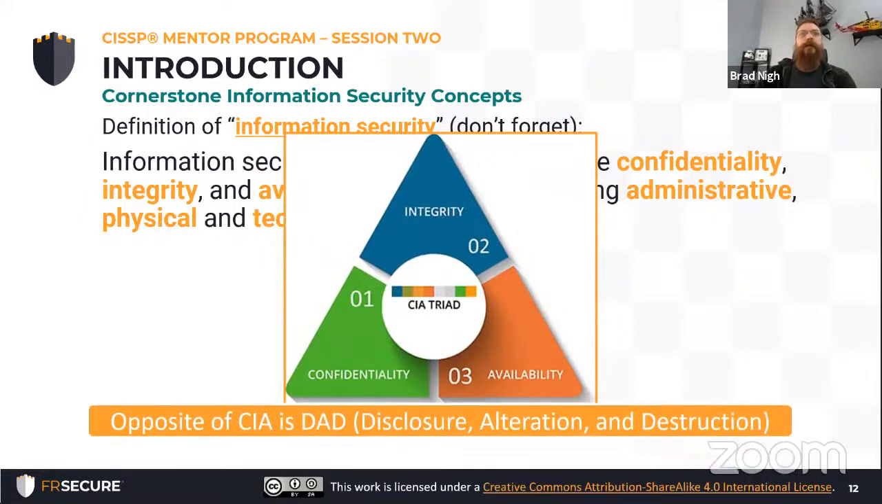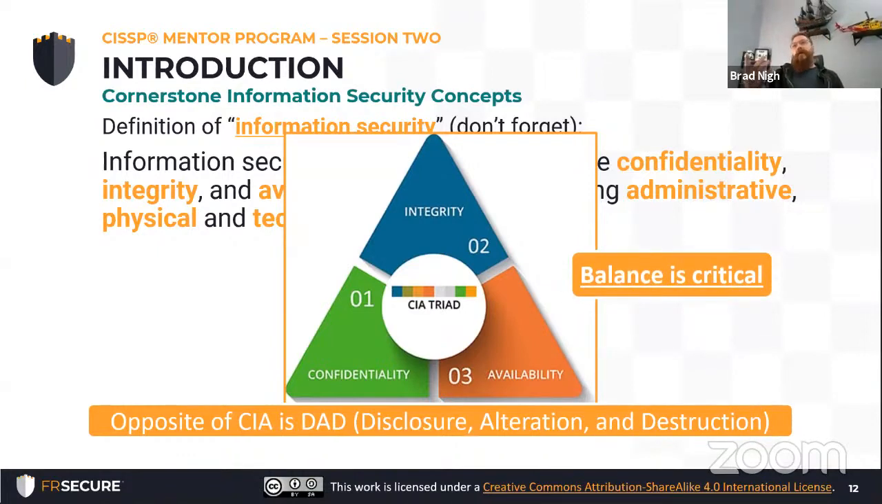There you go. So the opposite is DAD, and you will need to know that as well. Disclosure, alteration, destruction, literally the exact opposites. So disclosure, hey, it got out. Alteration, somebody messed with it. Destruction, it's gone, it's destroyed. It's no longer available.